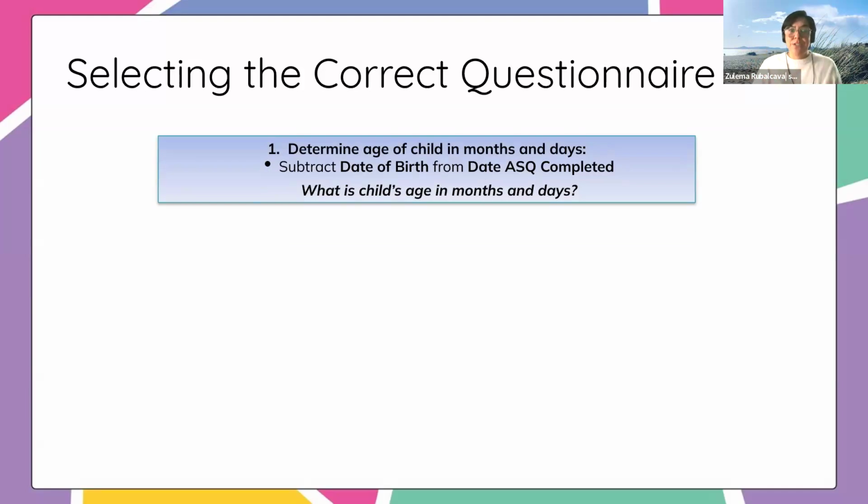The best way to determine a child's age at administration, right, is to take their date of birth and subtract it from the date that we're going to complete the ASQ. So, for example, today is December 12th, 2025. Let's say the child was born June 23rd, 2025. So if we subtract that from December 12th, we'll get 17 months and 19 days, right?